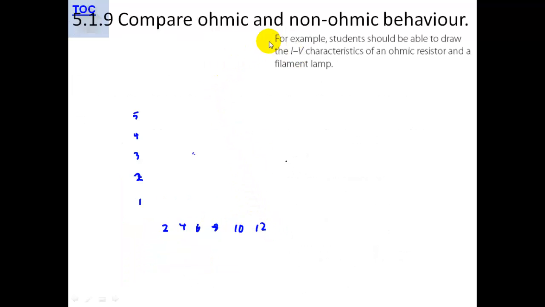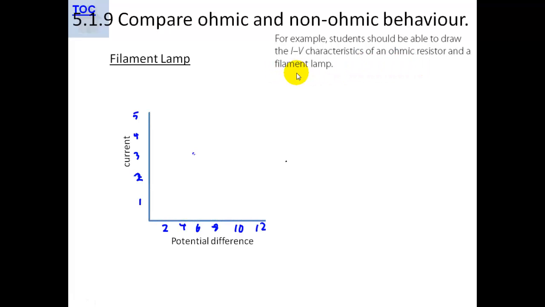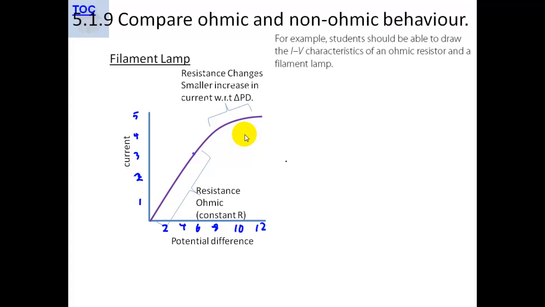We have to compare ohmic and non-ohmic behavior. So we have to draw an IV characteristic of an ohmic resistor and a filament lamp. The ohmic resistor we've just looked at; this is a filament lamp. It starts off straight and then starts to curve over. We can see that it's ohmic to start with. If you double the potential difference, you double the current. But it doesn't always work this way. It's only proportional up until about 6 volts. So this part of it is ohmic, but then afterwards this is non-ohmic behavior.